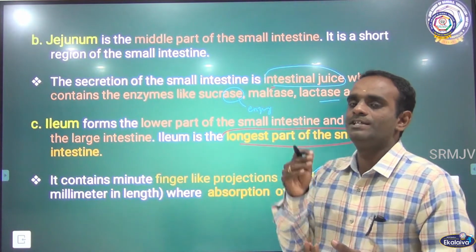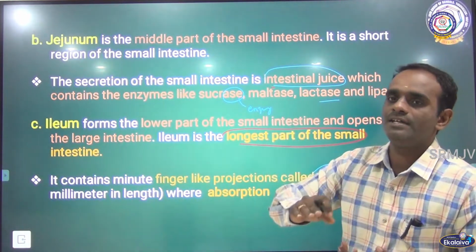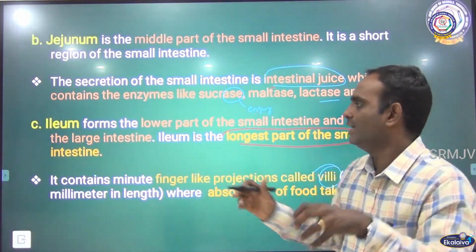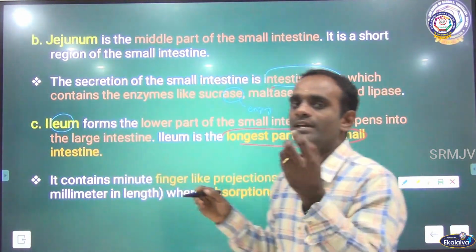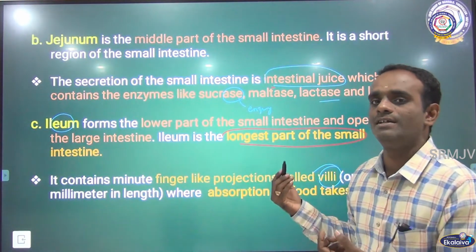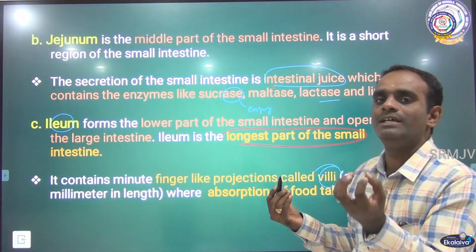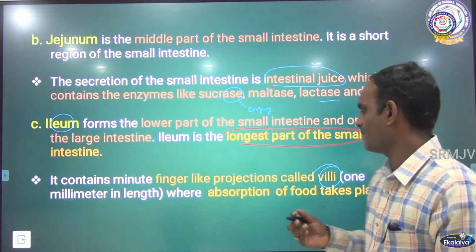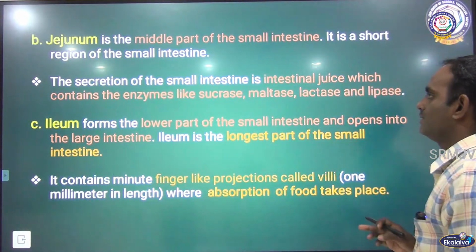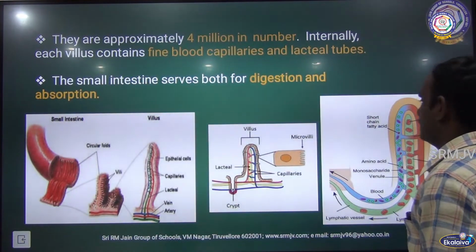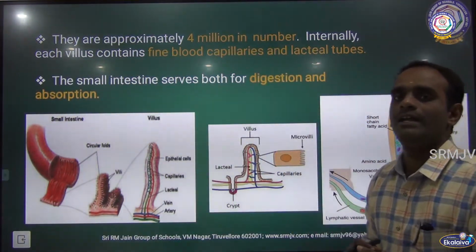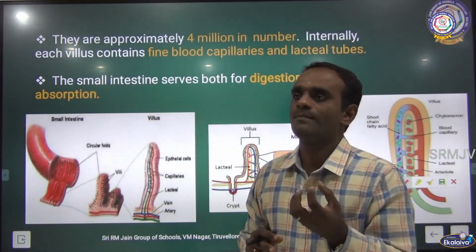So in the small intestine, both digestion as well as absorption take place. Clear, children? Only the ileum part has the finger-like projections called villi. There only the absorption of food substances takes place. Clear? There are approximately 4 million villi.